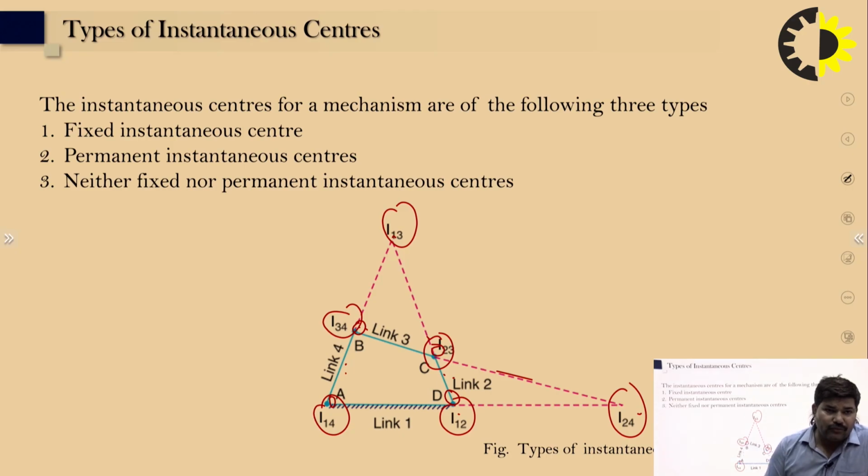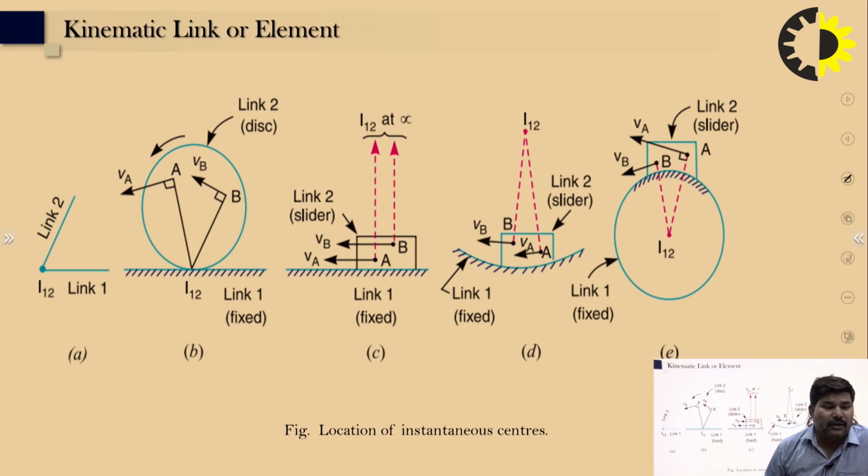So how do we find these 6? We can draw the circle. One more thing: what is the location of the instantaneous centers? How do we find the 6 instantaneous centers in the 4-bar chain? Which point is the instantaneous center? In that case there are different conditions.